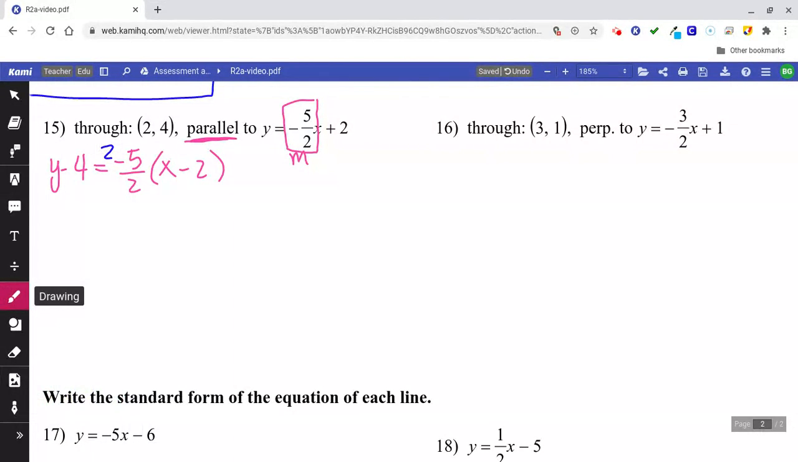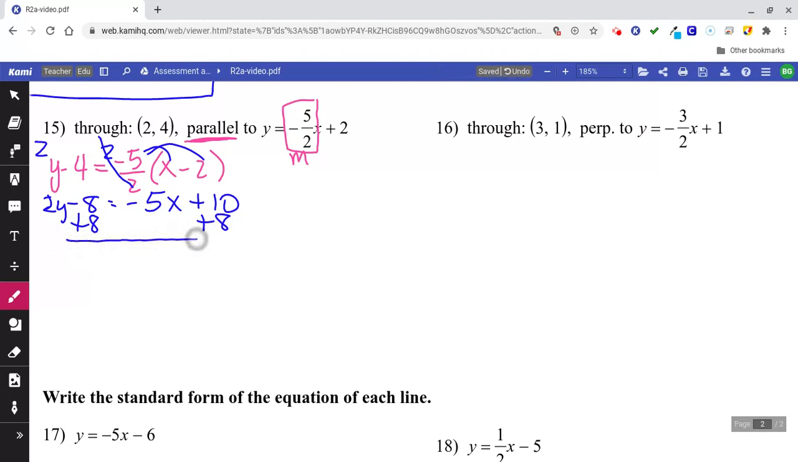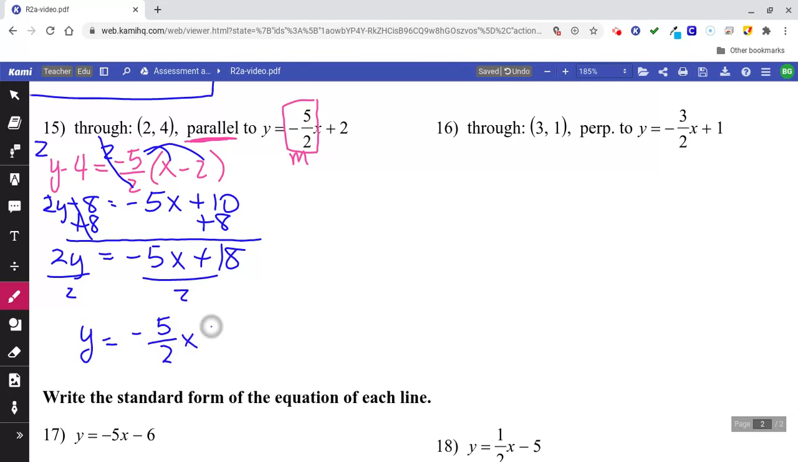I'm going to use my fraction trick again. We can cancel out that fraction and not have to deal with it. Distribute the 2. Distribute the -5. Slope-intercept form, we need to add this 8 over, we're trying to get the y by itself. 2y equals -5x plus 18. And then divide by this 2. Y equals -5/2 x plus 9.